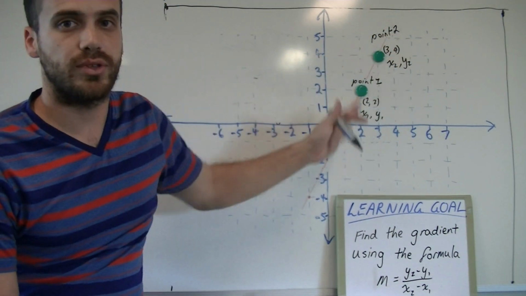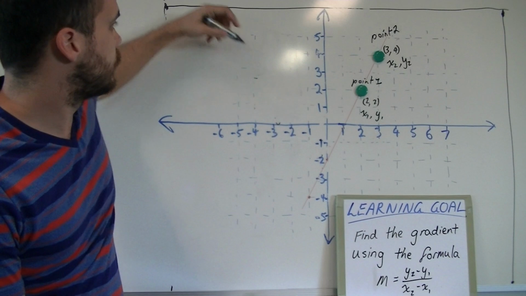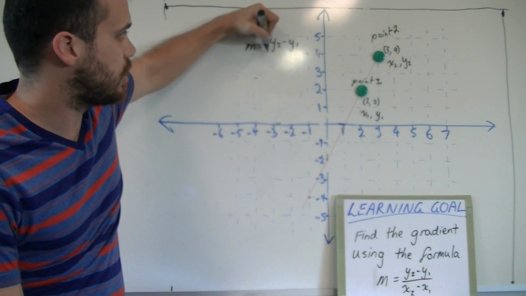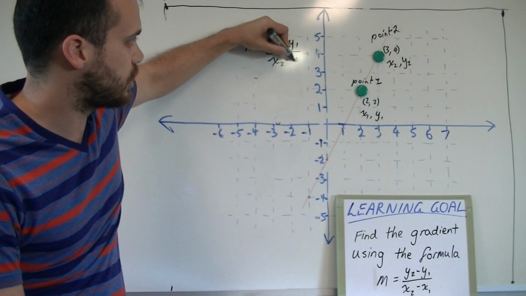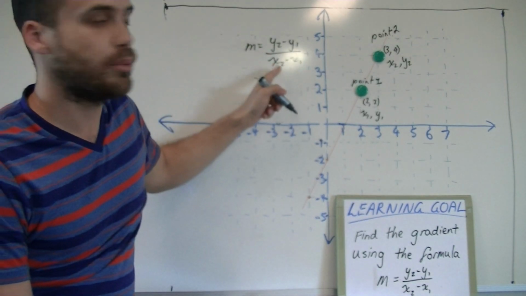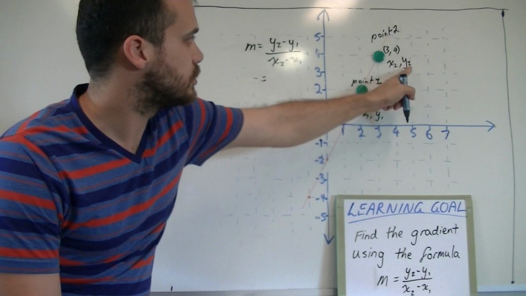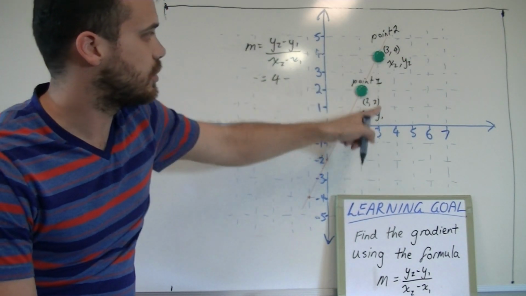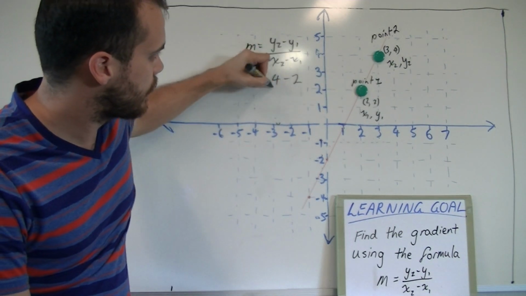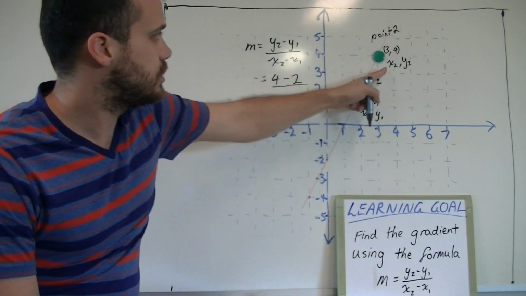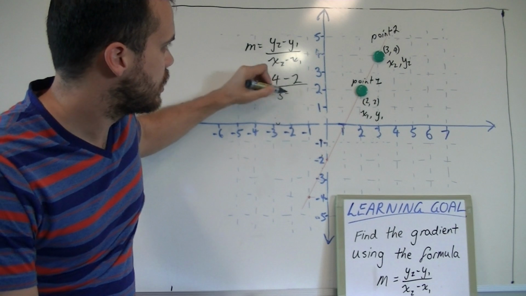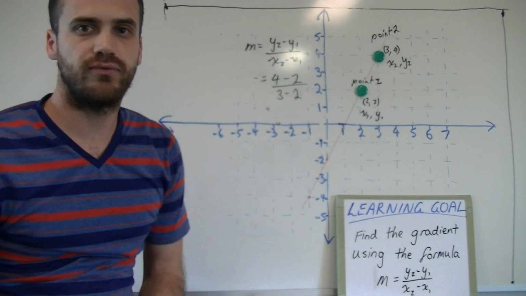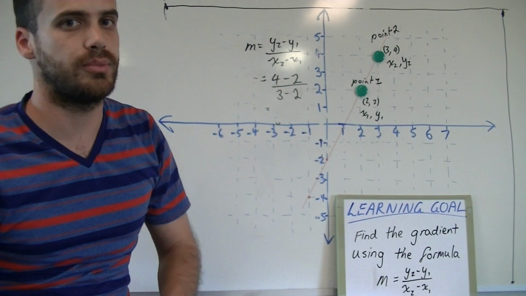Once you've labelled everything like that, it's really straightforward to put it into the formula. M equals y2 minus y1 over x2 minus x1. Now y2, or the number y2, is 4. You can see that y1 is 2. And x2 is 3, and x1 is 2. So that's going to be 4 minus 2 over 3 minus 2.